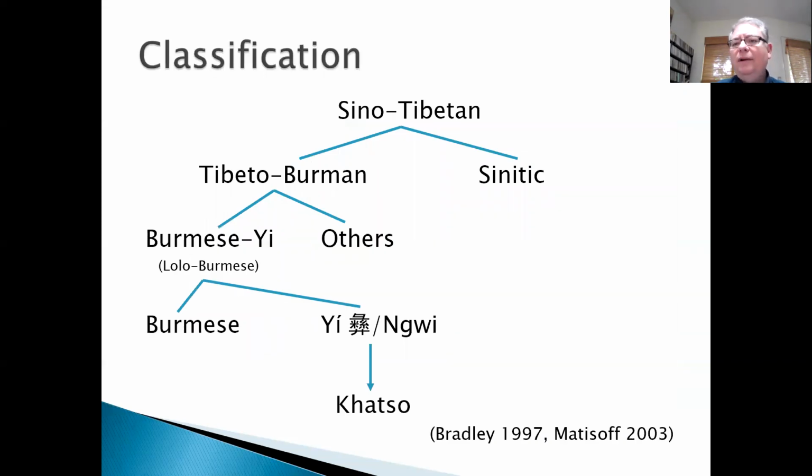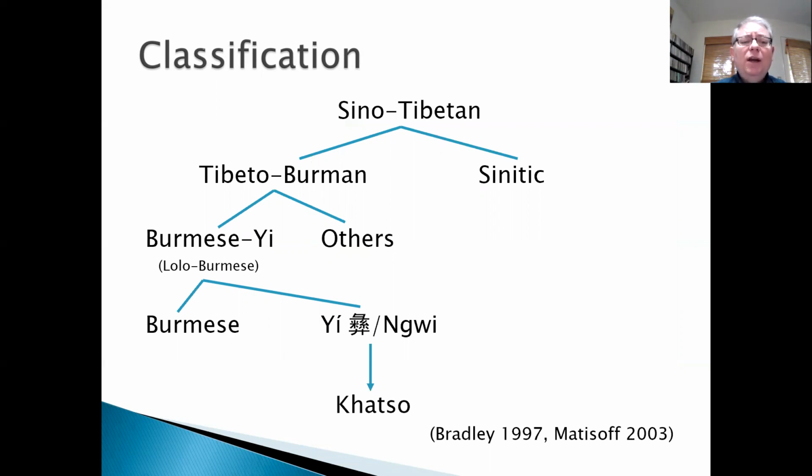Khatso belongs to the very sprawling and large Sino-Tibetan language family. This is a very simplified view of the family. Up at the top, it gets divided into two separate branches: the Sinitic branch, from which all the Chinese languages descend, and then the Tibeto-Burman branch. So Khatso is a distant relative of Mandarin and Cantonese.